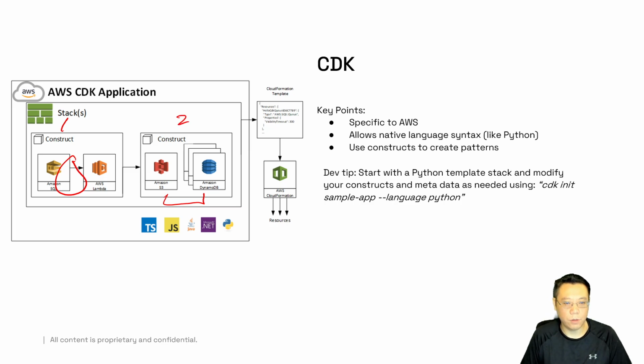The construct just means you have a pattern of one or more services, whether they're connected or defined separately in different parameters. All this is using the Python syntax and language. CDK must be installed, and once installed you can initialize it using the npm package manager: cdk init sample-app --language python, so you can understand what those constructs look like. Other languages are supported, such as TypeScript, JavaScript, Java, .NET, and of course, our favorite, Python.